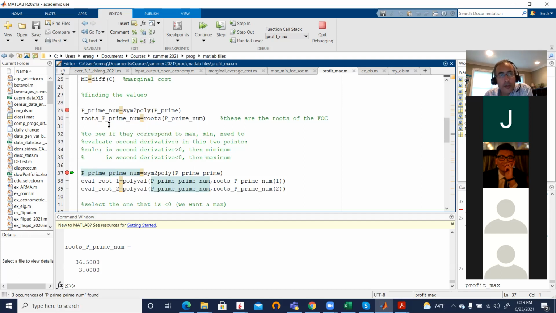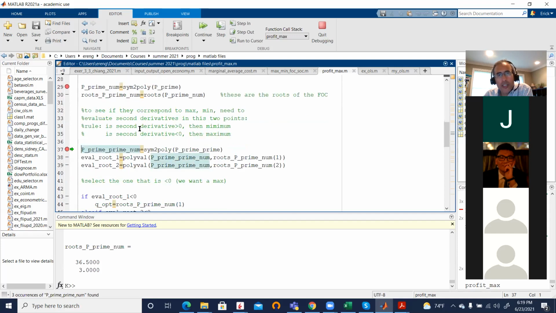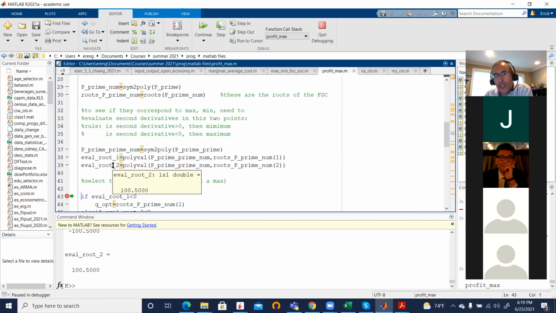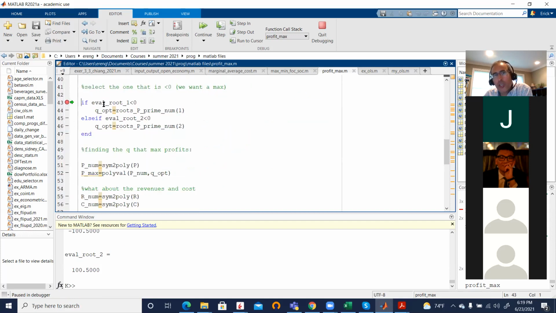And 3. Make sense to you? Then we do the second derivative just to be sure, because the first derivative doesn't provide you all the answers. So I have minus 150 and I have 100.5. Got it? Obviously the first one is going to be the one that provides us a maximum. Then if my root is smaller than 0, I simply transfer the first value here, 36.5. Otherwise, it goes to the second value, 3.